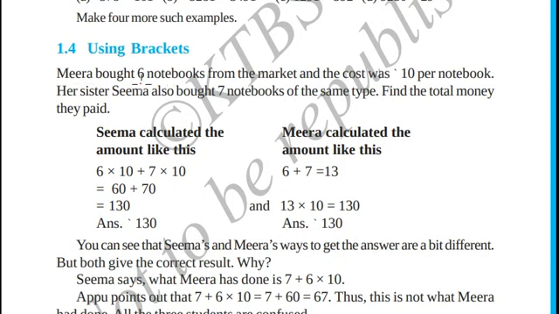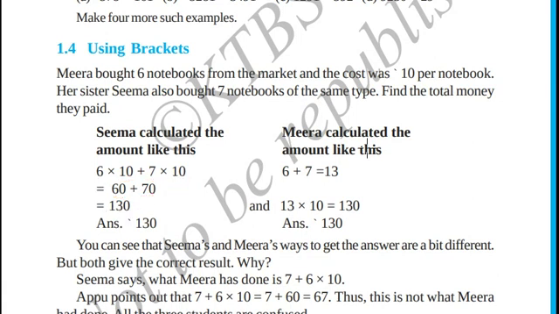Using brackets. Meera has bought 6 notebooks from the market and the cost of each notebook is 10 rupees. Her sister, Seema, also bought 7 notebooks of the same type. That means each notebook costs 10 rupees. Find the total money that Meera and Seema paid. Seema calculated the amount like this. She bought 6 books where each book costs 10 rupees. Meera took 7 notebooks of 10 rupees each. So 6 into 10 is equal to 60, 7 into 10 is equal to 70. 130 is the final answer.